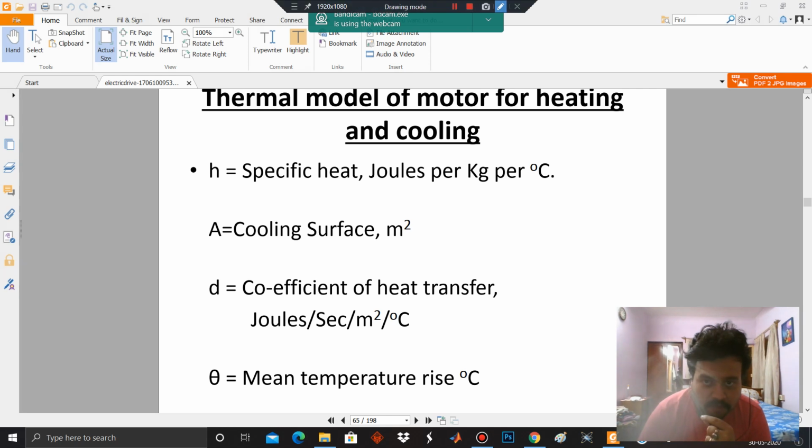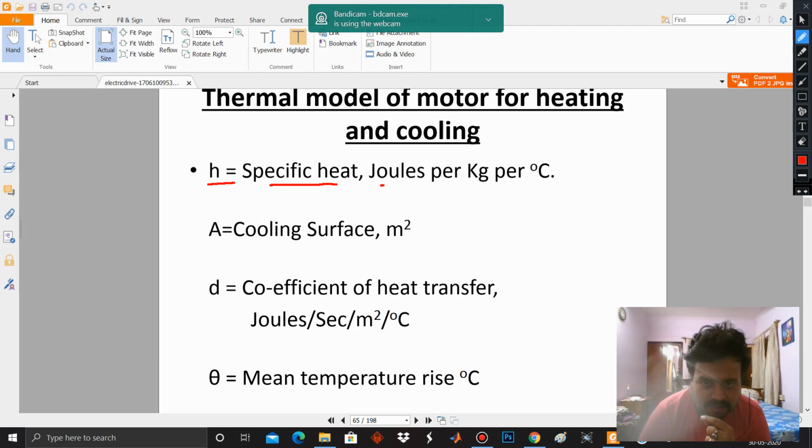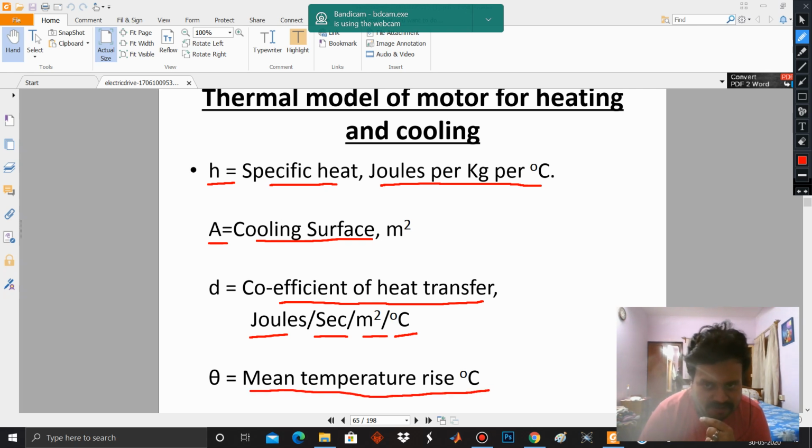There are a few more parameters. Small h is the specific heat in joules per kg per degree centigrade. A is the cooling surface in meter square. Small d is the coefficient of heat transfer in joules per second per meter square per degree centigrade. Theta is the mean temperature rise in centigrade.